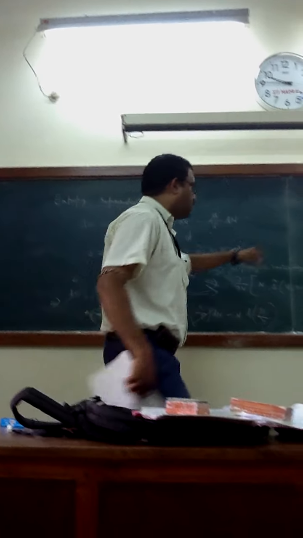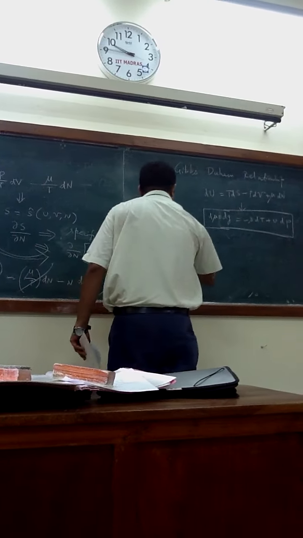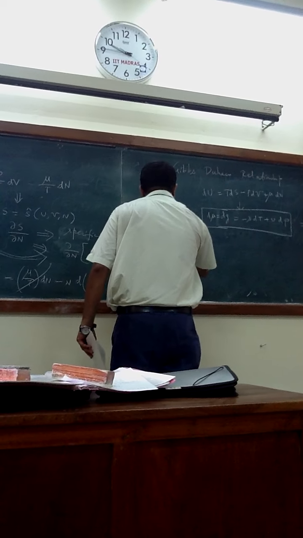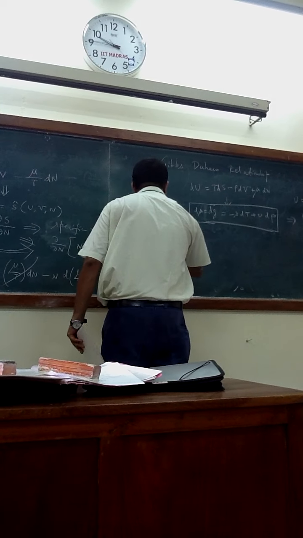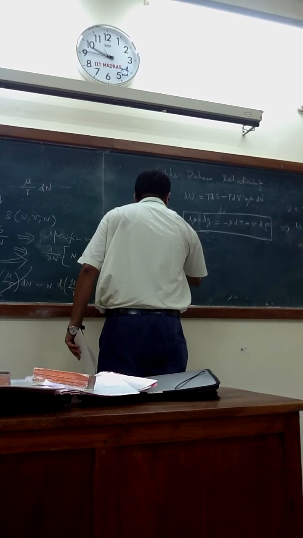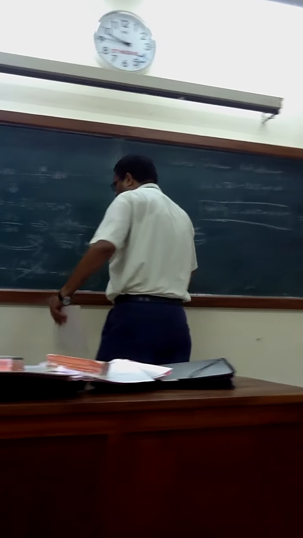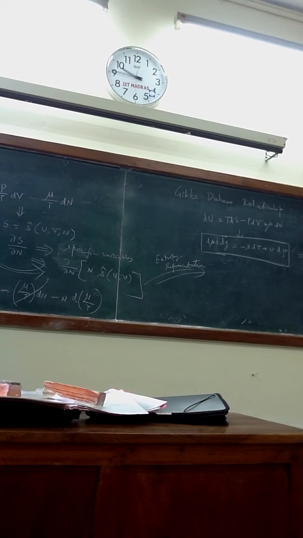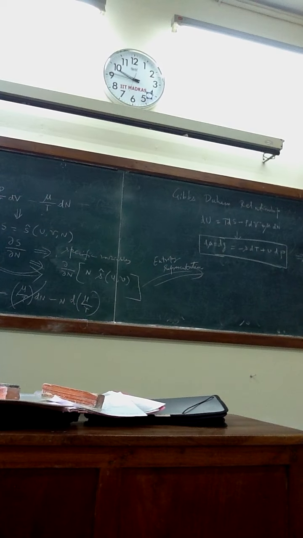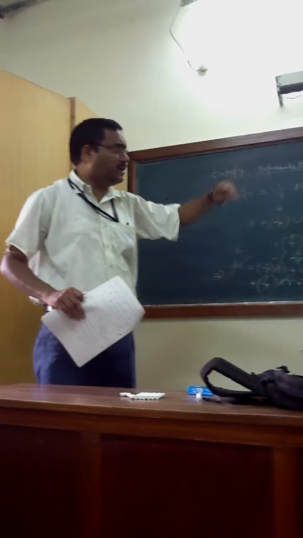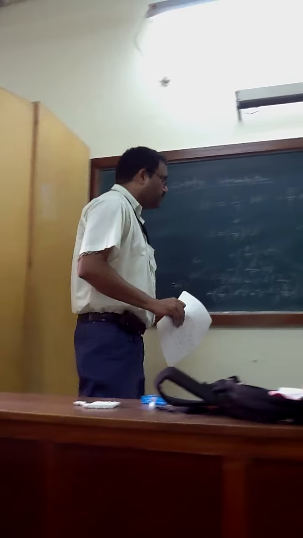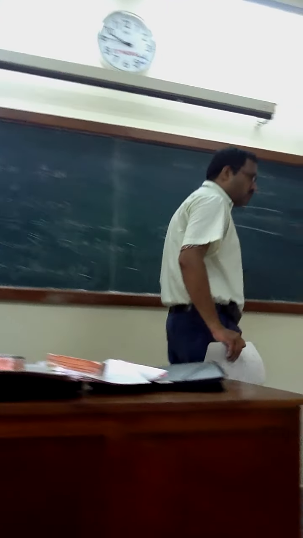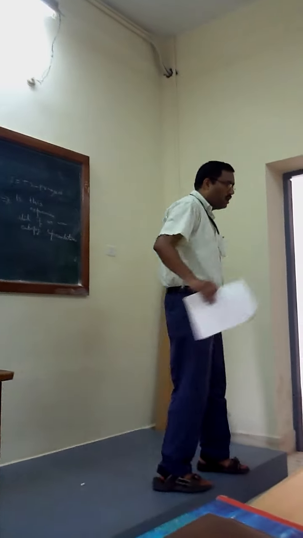So what is the analogous formula in the entropy representation? Entropy representation, analogous formula. What is the analogous formula? You should be multiplying with capital N to get the specific variables formula. What is that? You are not studying anything.